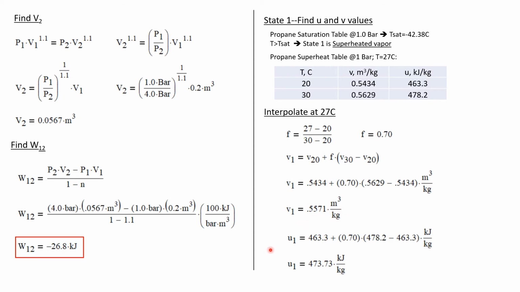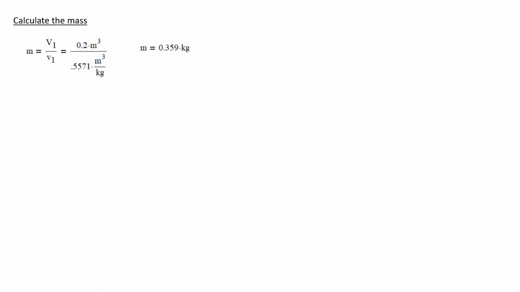We do exactly the same thing for interpolating the internal energy. It's the value in the first row at 20 degrees plus 0.7 times the value in the second row minus the value in the first row. And I get U1 is 473.73 kilojoules per kilogram. Now we're going to need the mass of the system.